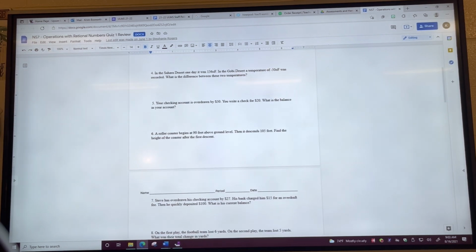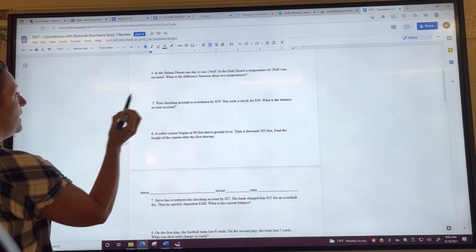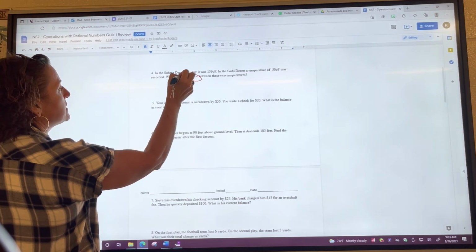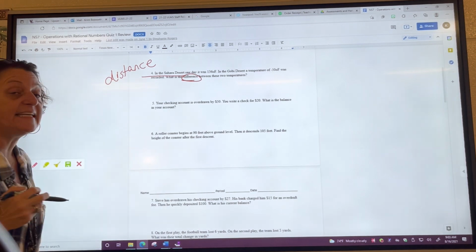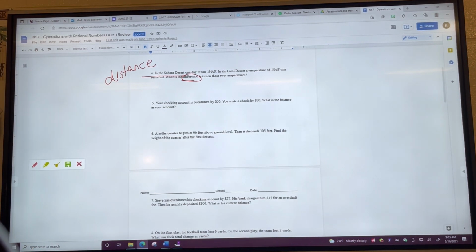In the Sahara Desert, one day was 136 degrees Fahrenheit. In the Gobi Desert, a temperature of negative 50 degrees was recorded. What is the difference between these two temperatures? What did I tell you difference is going to mean if you're thinking about a number line? So, on your paper, I want you to circle difference and come out here and put distance. The easiest thing to do with these kinds of problems is to draw a picture.